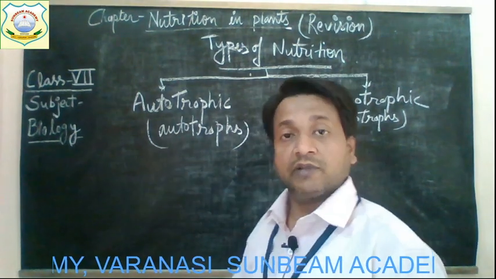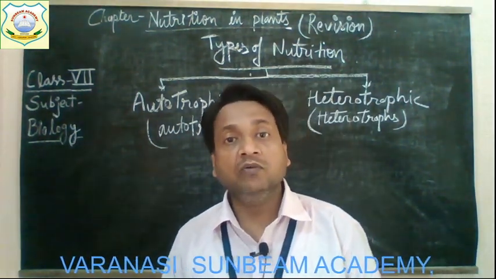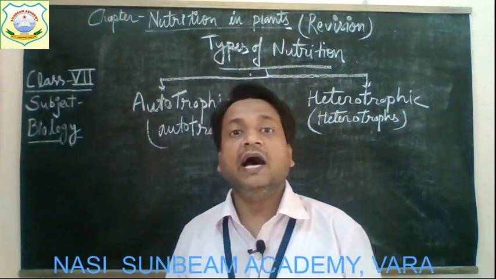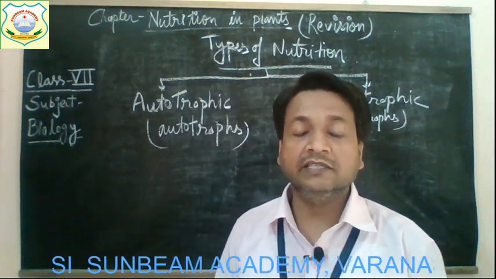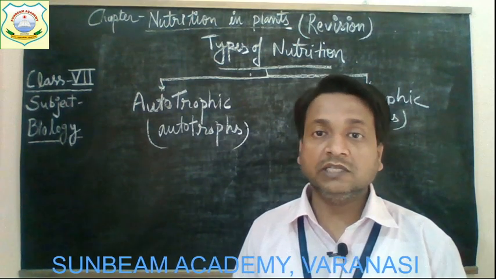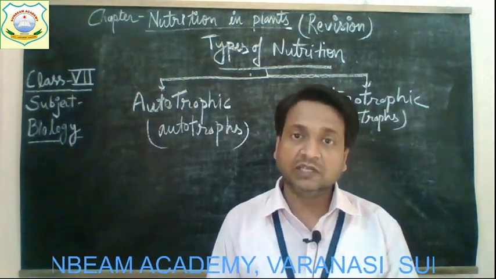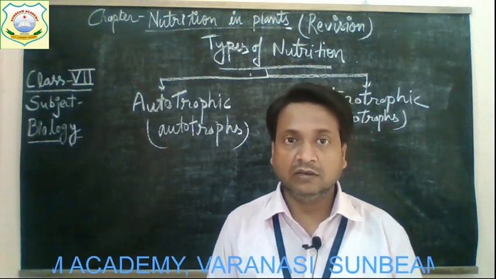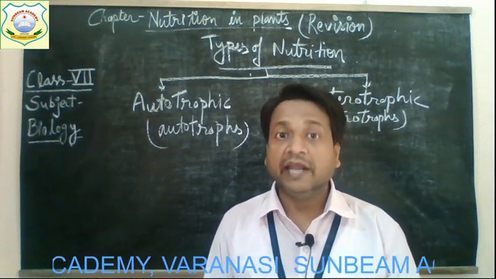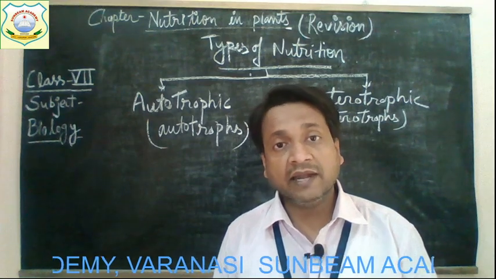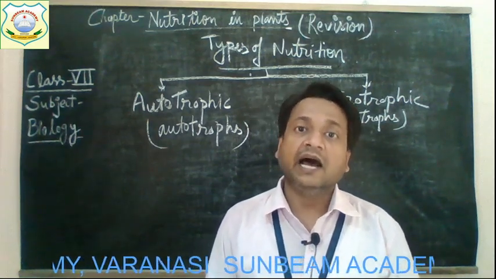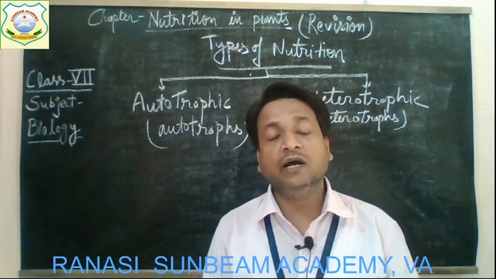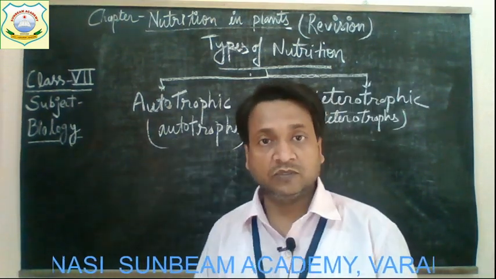The autotrophic mode of nutrition is found in green plants, because green plants are capable of synthesizing their own food by using simple substances from the surroundings like carbon dioxide, water and all. Along with green plants, some kinds of bacteria can also synthesize their own food, so they also come in the category of autotrophs.